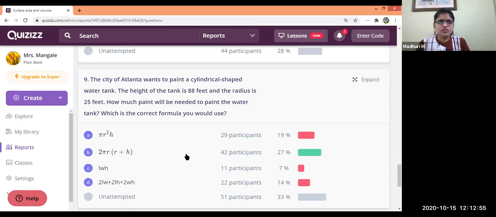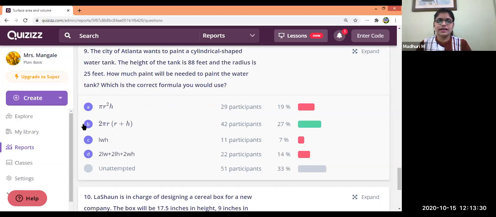The next question here was again an easy question because the shape is mentioned over here, that it is a cylindrical shaped water tank. And how much paint will be needed? The question was how much paint will be needed to paint the water tank. So this question is not on volume, even though a water tank is used. This question was not on volume, it was on painting it. And of course we need to paint the total area, right? So this had to be the total surface area of cylinder, that was 2 pi r, r plus h, the B option.